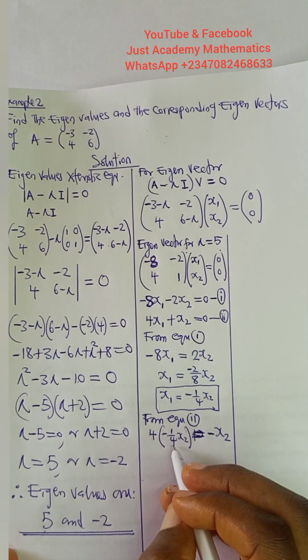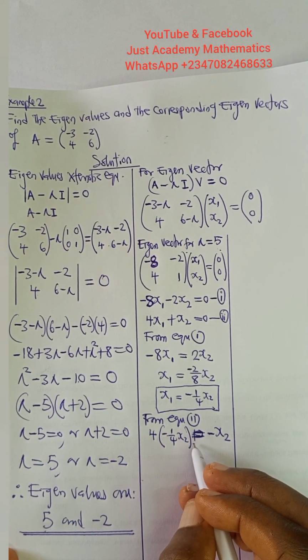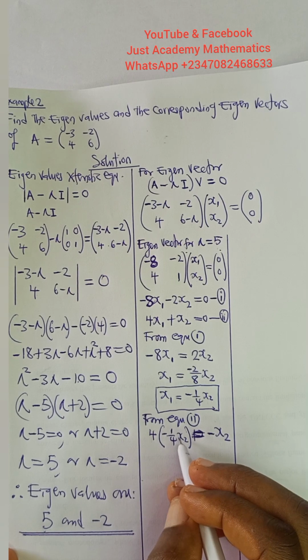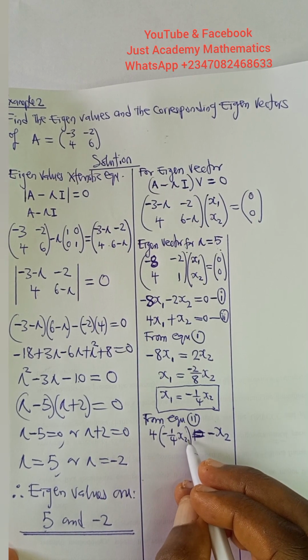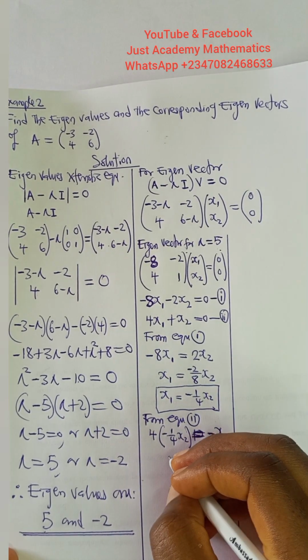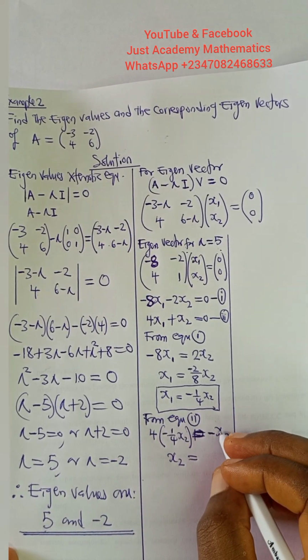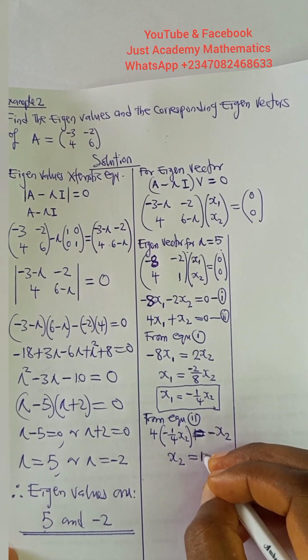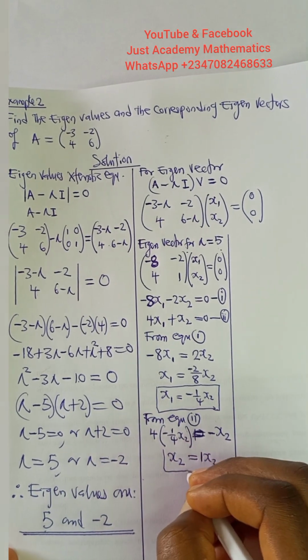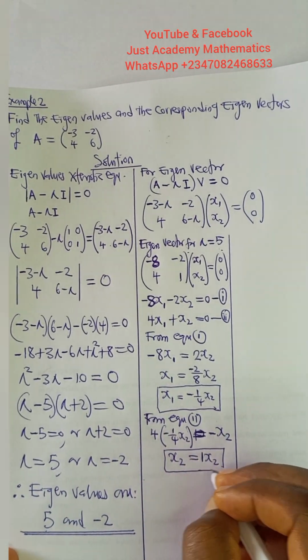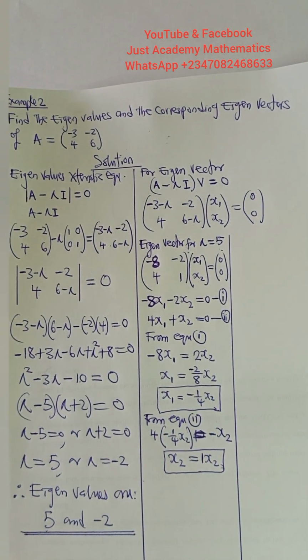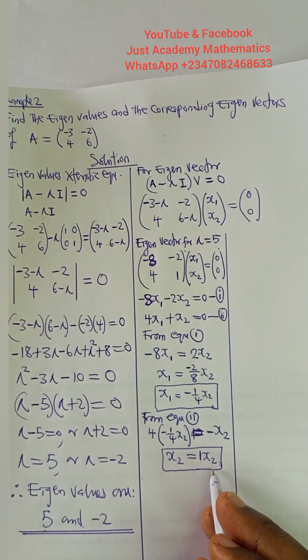Now, 4 will cancel 4. We are left with minus x2 here. So if you divide both sides with that one, you have that x2 is equals to what? Minus 1 divided by minus 1 will give you 1x2. So this is the value for x2 in terms of x2.